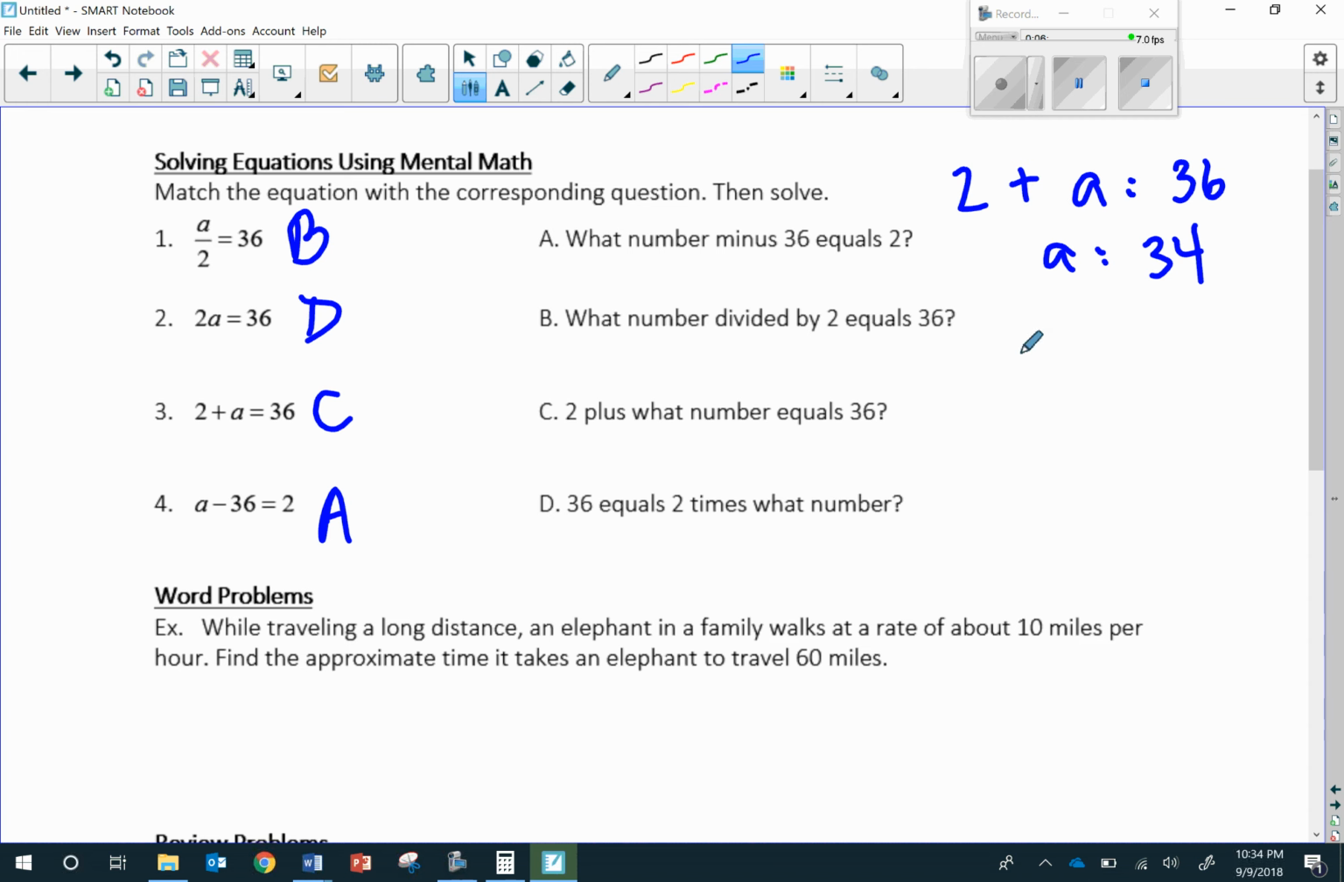Lastly, with number 4, A minus 36 equals 2. We know that with subtraction, we can use addition to find our solution. So A will equal 38. 38 minus 36 does in fact give us 2.